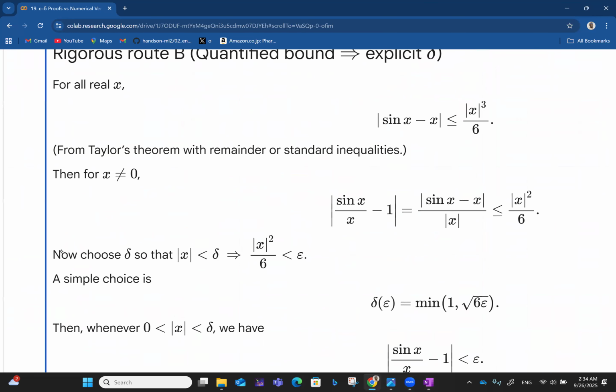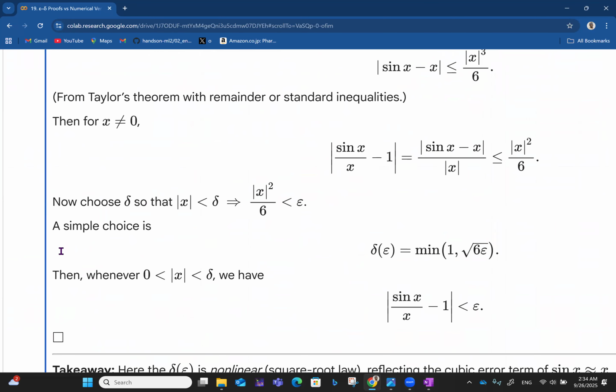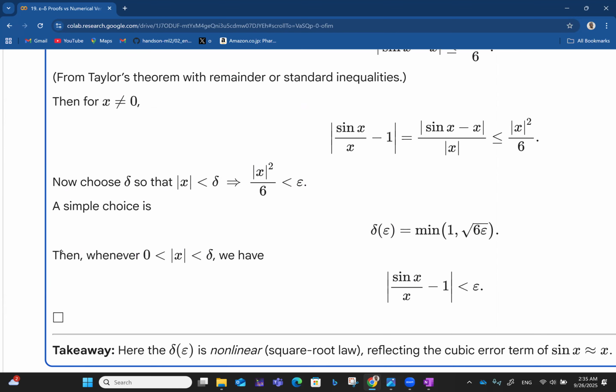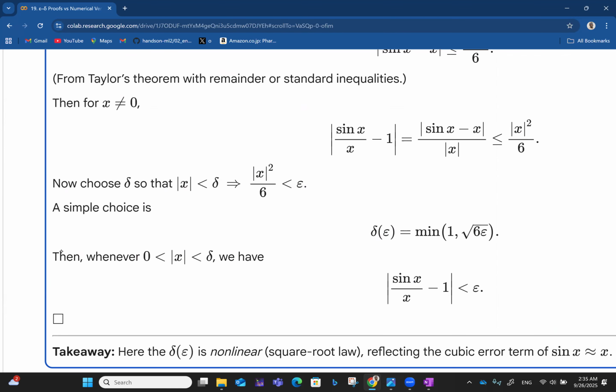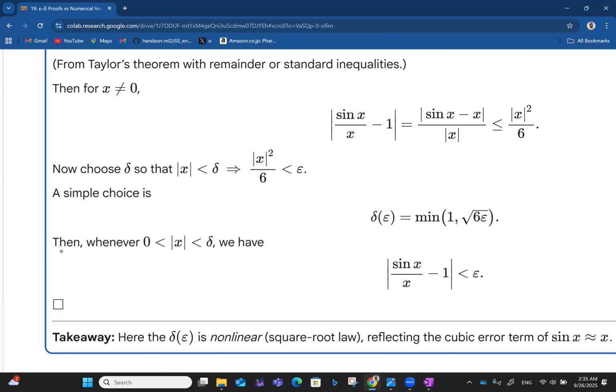But then we take this together with 1, as you see here. So we know delta of epsilon can be square root of 6 epsilon from that expression, but the delta of epsilon has to be the minimum between 1 and square root of 6 epsilon. So whenever 0 is less than absolute value of x less than delta, we have that the absolute value of sine x over x minus 1 is less than epsilon. It's not straightforward because we have to take it together with 1, so we use whichever is smaller between 1 and square root of 6 epsilon. Okay, so that's the rigorous route B.